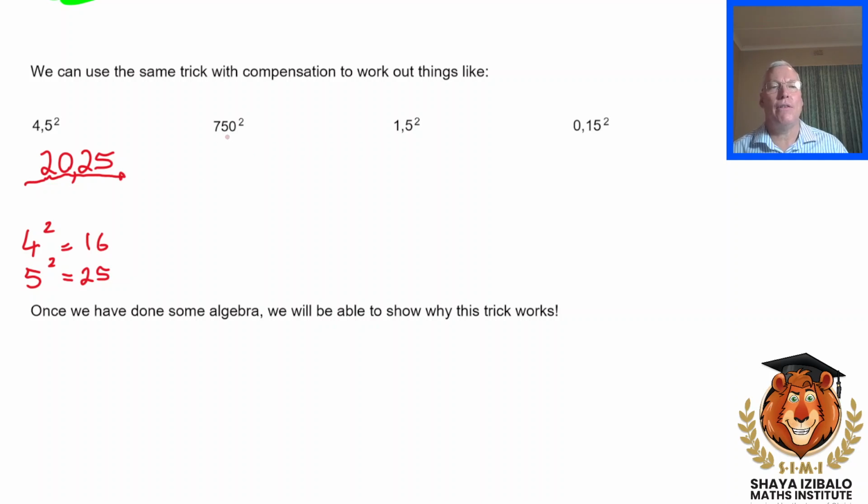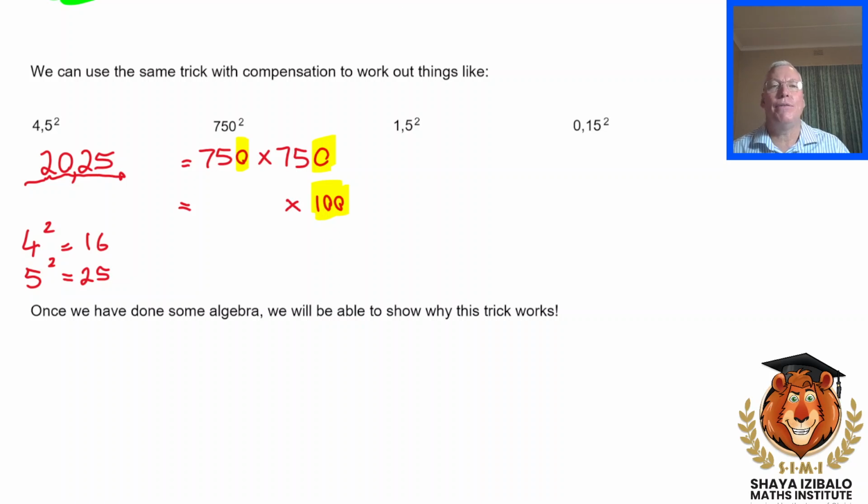Let's look at this one. This one's 750 squared. Let's not worry about the 7. Let's think about how we could write this. That's 750 times 750. Okay? Let's leave the zeros off. In other words, let's multiply by 100. And that 100 is kind of compensating for these two zeros.